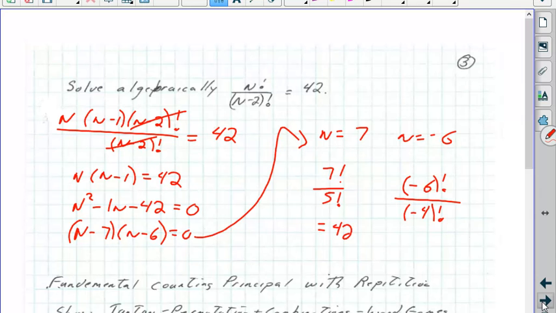What's wrong? Yes, Sean? Okay. Remember our definitions: if we're doing any type of factorial, we have to have a whole number, a positive integer. So this one here is not a solution because -6 factorial is not defined in what we're doing.